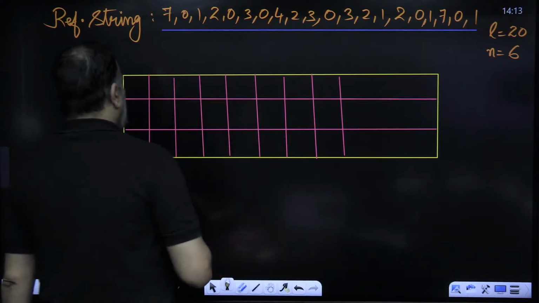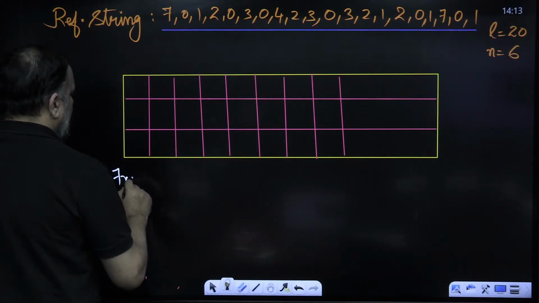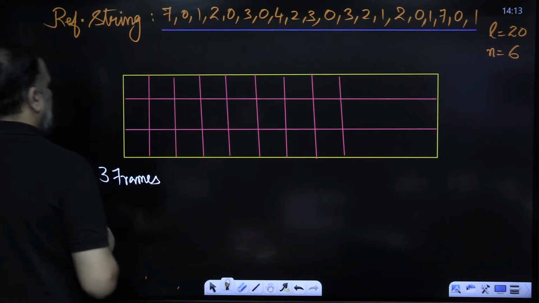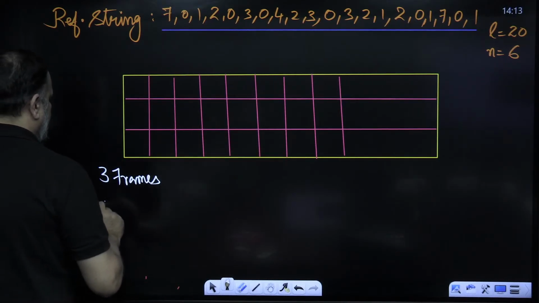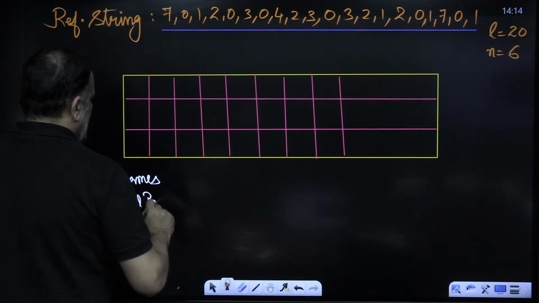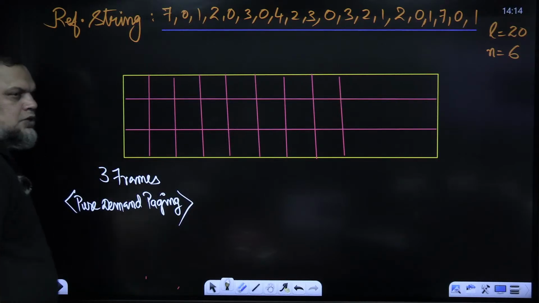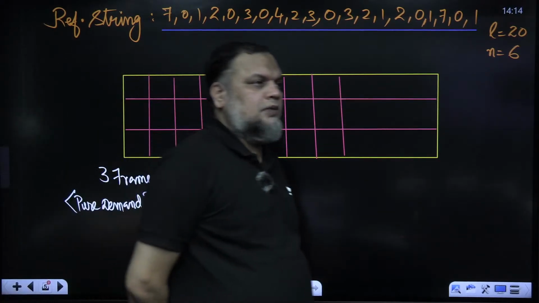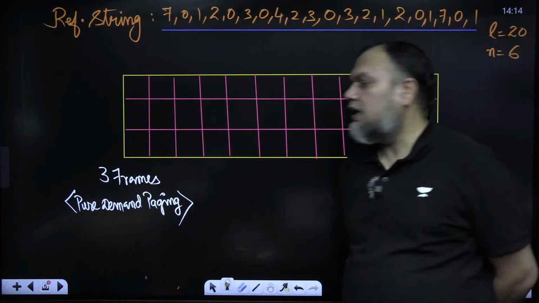So initially we are assuming pure demand paging. These are the 3 frames. The status of the 3 frames is shown here. And we are following pure demand paging. Pure demand paging का मतलब ये है कि initially the program will start with all empty frames. Program का जो execution होगा, it will start with all empty frames like here.